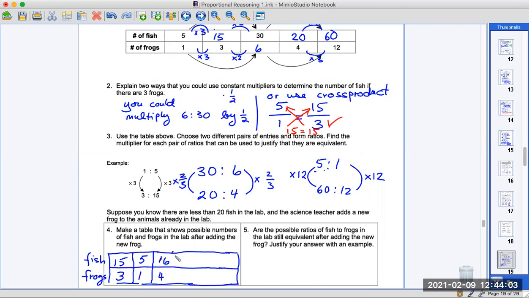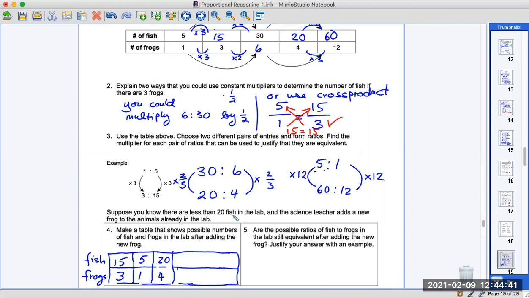No. Huh, I'm not sure about that. Hang on. 4 times 4 is 16. Yeah, but then we need to have the same in the others. 3 times 4 is not 15. They don't match. You see? If we have 4 frogs, we have 20 fish, because that number is already up here. But we have less than 20 fish. So we can't have 20 fish, right?